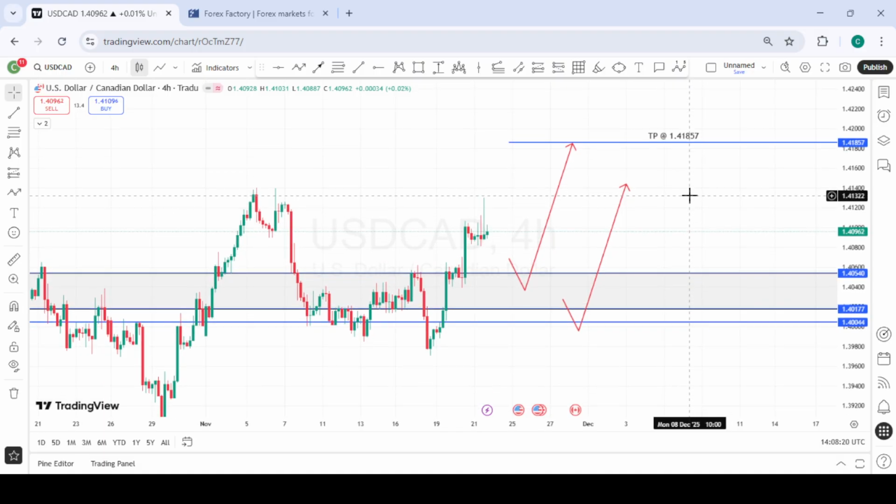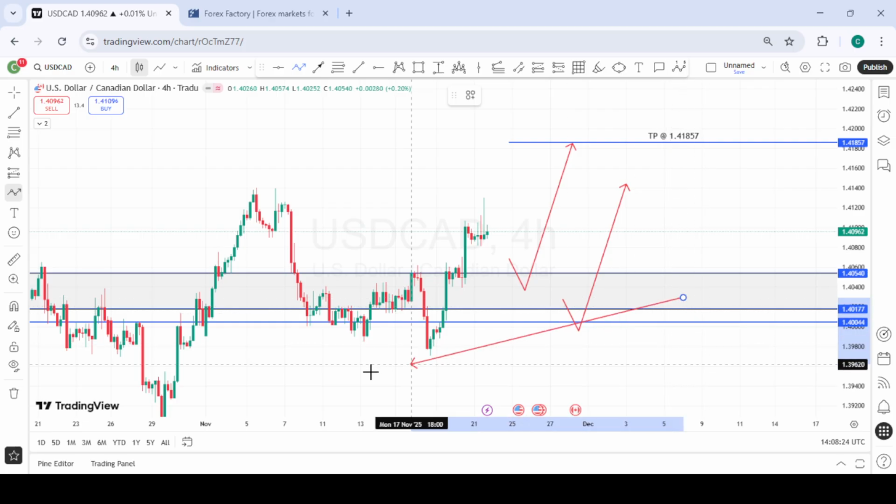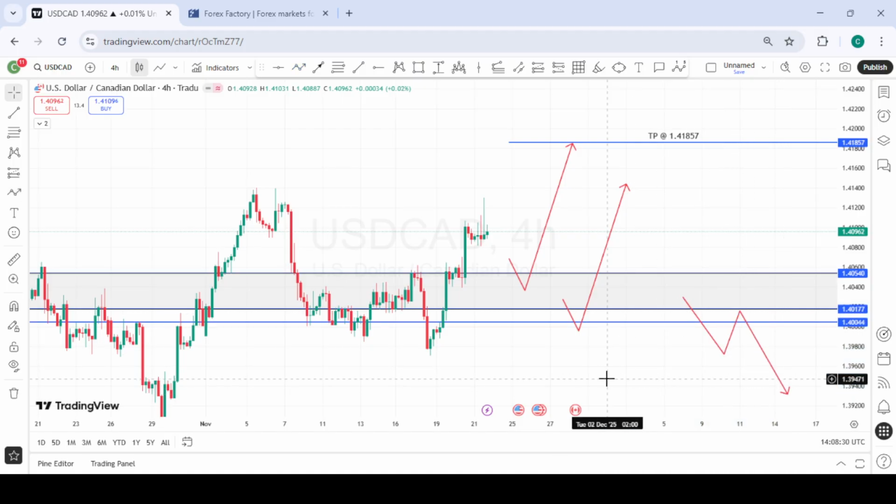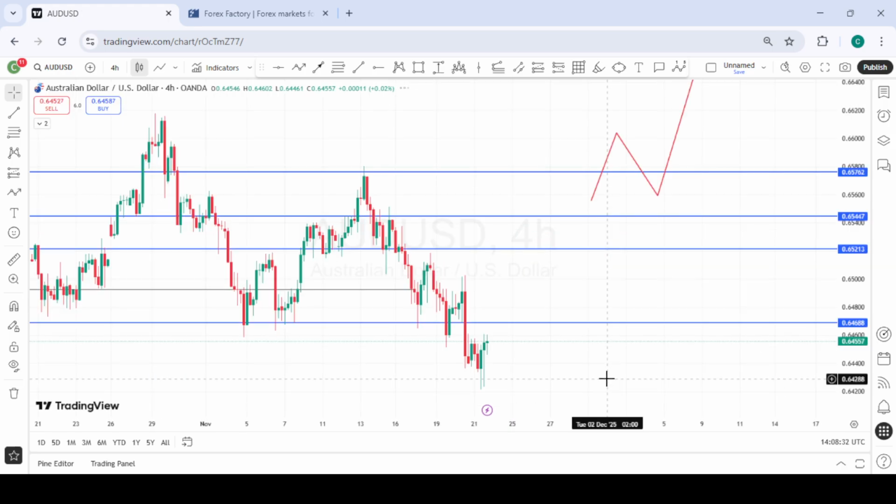So we are also very bullish on USDCAD. If price then breaks these zones and clears these lows, then we'll be looking out for the sell to the downside. So we are very bullish on USDCAD as well.